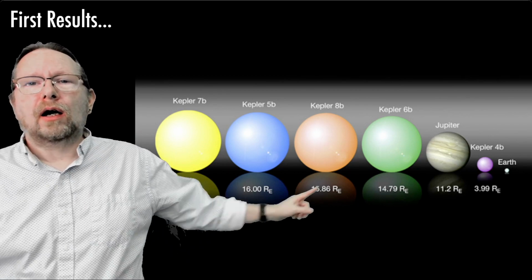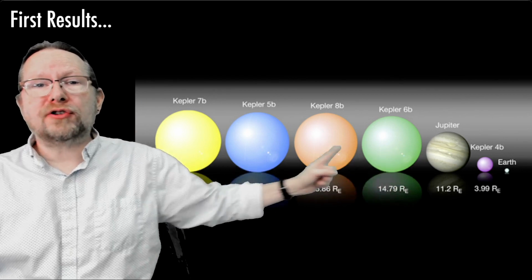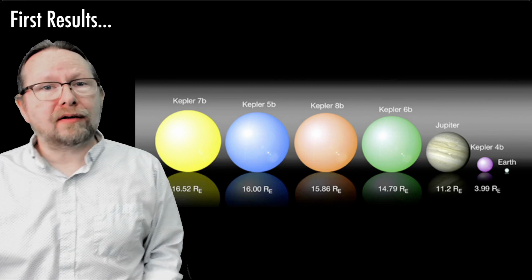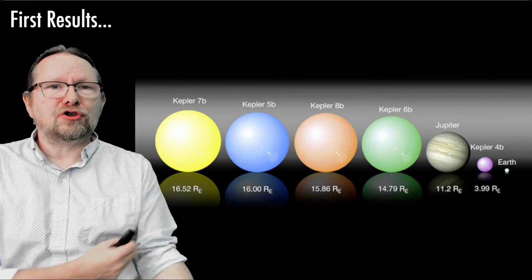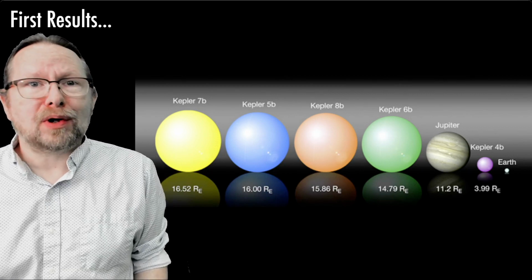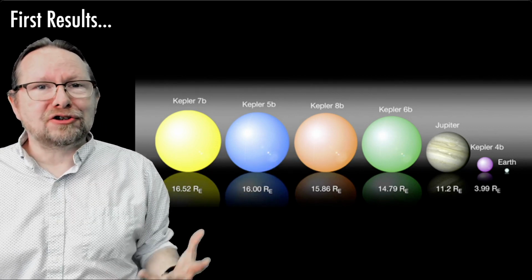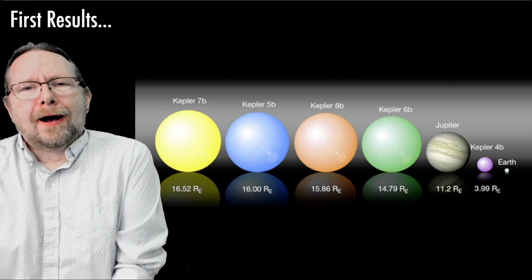Here are Jupiter and Earth just for comparison, and you'll see that the first 4 planets discovered by the Kepler satellite were bigger than Jupiter. Does this mean that there are lots of planets bigger than Jupiter? It might mean that, but what it probably means is this satellite is particularly good at detecting Jupiter-sized planets and bigger, just because of the way the method works.